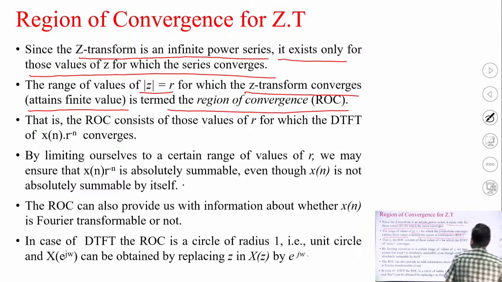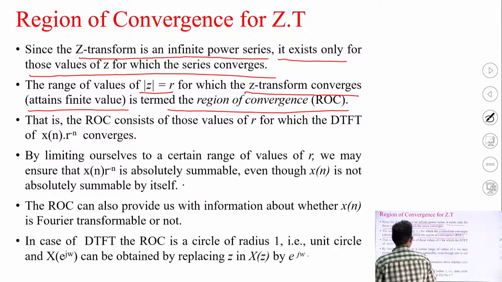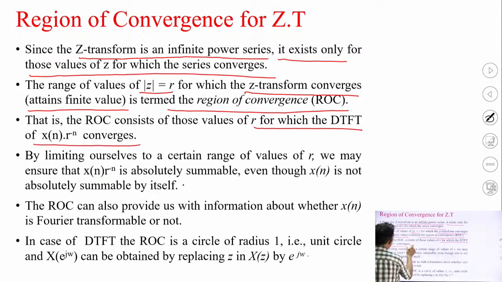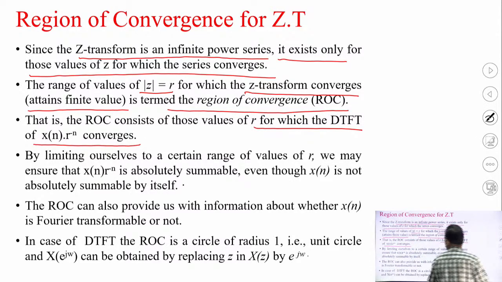Okay, so we will check those values of z, those values of r for which the z transform converges, and those values are nothing but the region of convergence. That is, the ROC consists of those values of r for which the DTFT of x[n] times r to the power minus n converges.